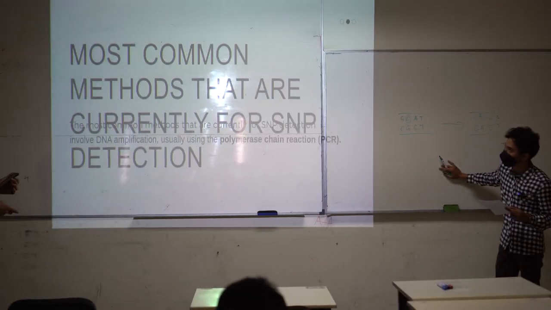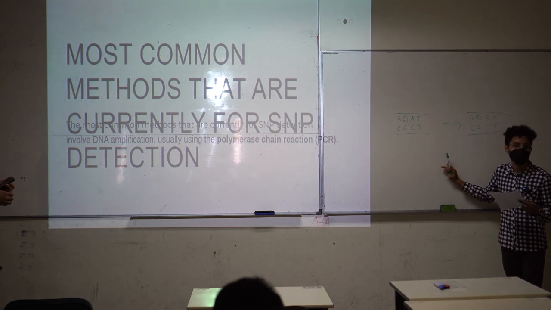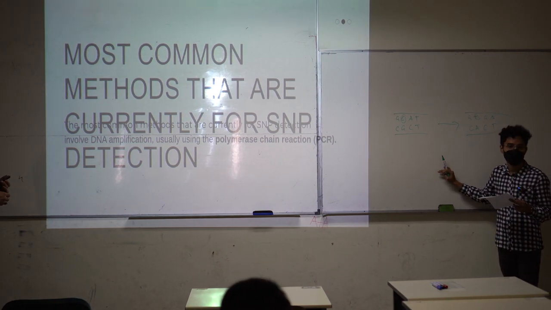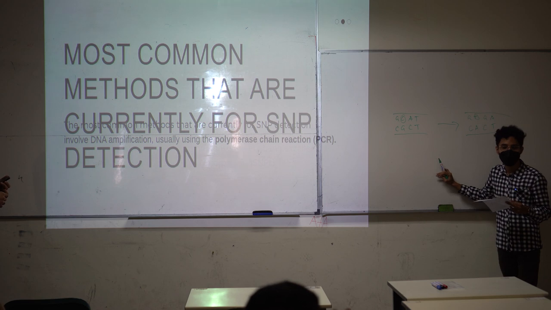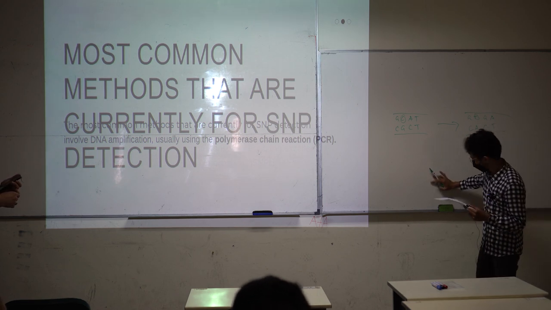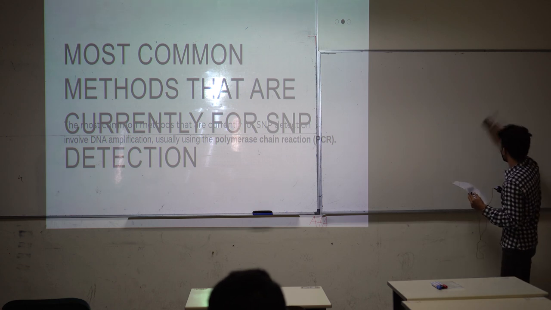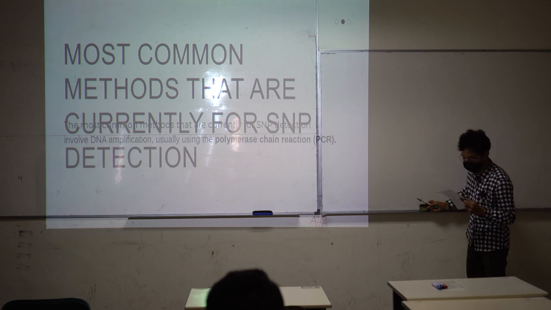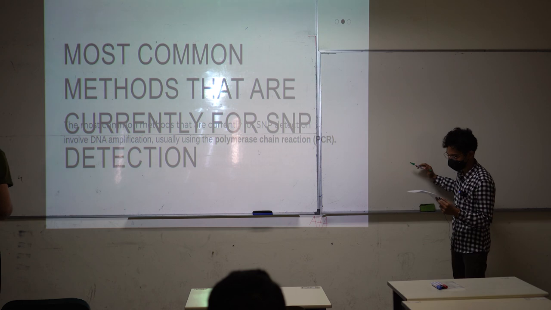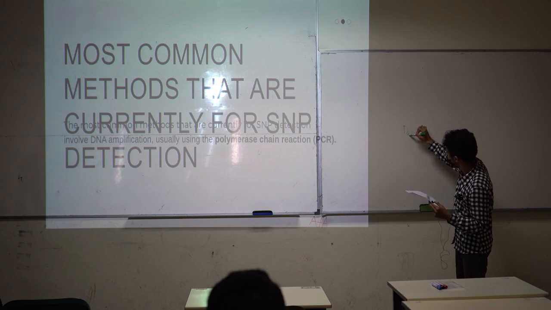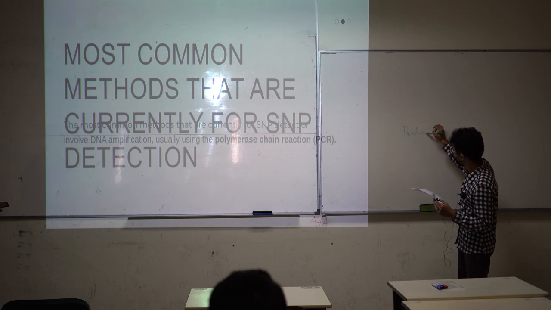So the most common method for SNP detection is your PCR, polymerase chain reaction. Okay, so your polymerase chain reaction has three cycles, right? Initiation.